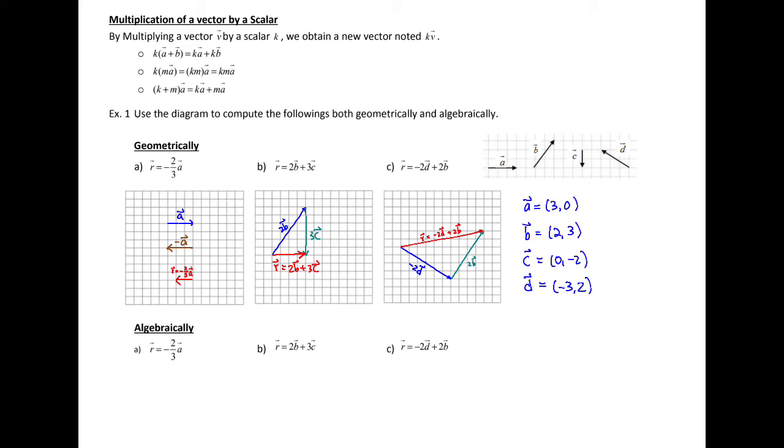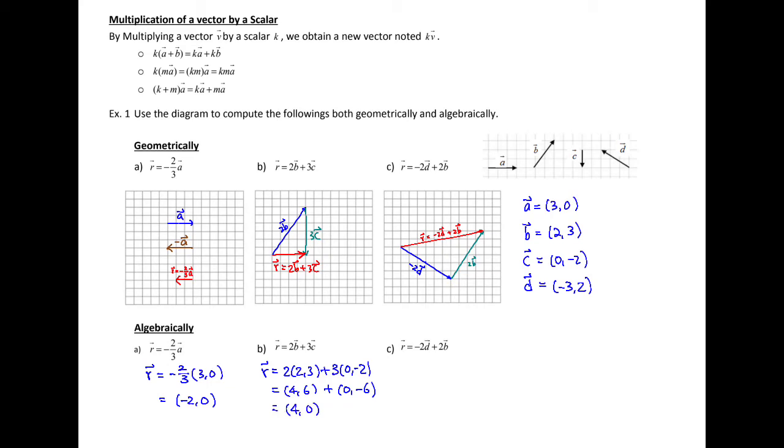Part A, we are going to find negative 2 over 3 times vector a. So we're going to do negative 2 over 3 times 3 and negative 2 over 3 times 0. So we're going to have (-2, 0). Likewise, for part B, we're going to do 2 times vector b plus 3 times vector c. So we're going to have (4, 6) and (0, -6). And how do we add the vectors? You do x plus x and you do y plus y. So our resultant will be (4, 0).